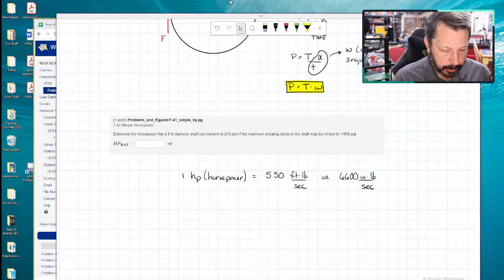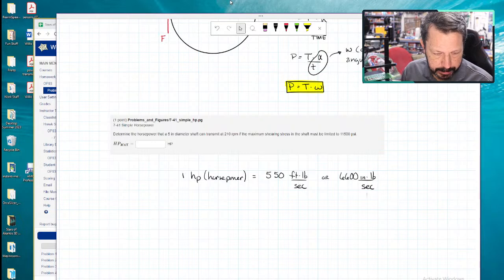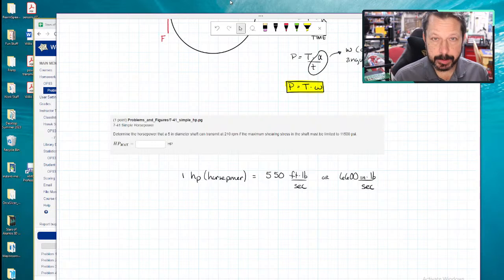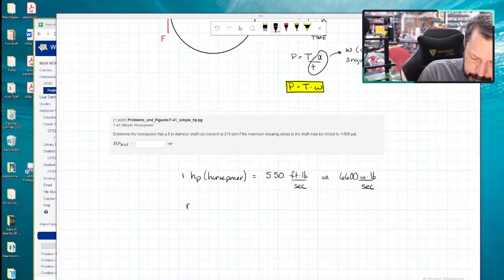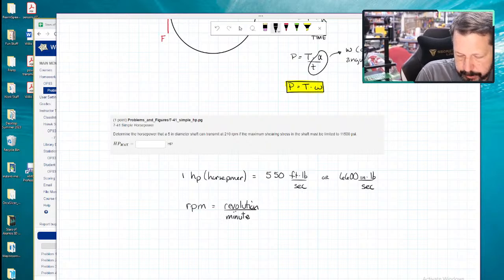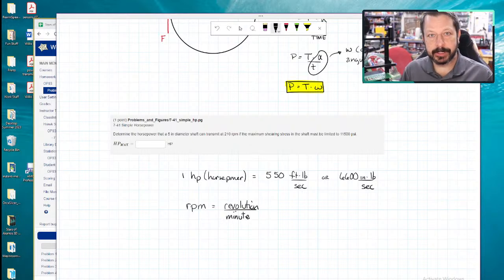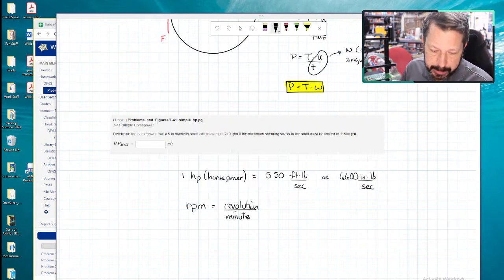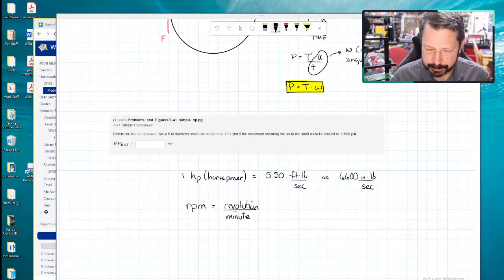All right. Our question says determine the horsepower. That's why we needed to know what horsepower was. That a 5-inch diameter shaft can transmit at 210 RPM. So that RPM, just so we're 100% sure what that means, RPM is revolutions per minute. Actually, this one is spinning 210 revolutions every minute. If the maximum shear stress in the shaft is limited to 11,500 psi.